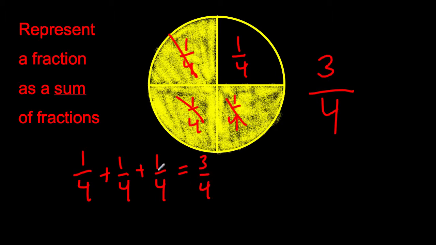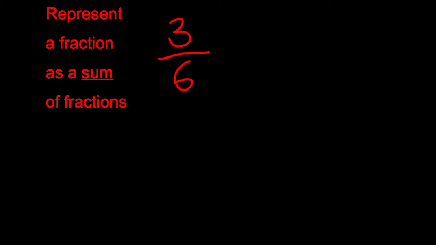Because when you're adding fractions, you keep the denominator the same, which is 4, but you're just adding the numerator, and there's 3 parts there, so it's 3/4. Okay, we're going to do another example. The fraction we're looking at is 3/6, and we're going to represent this as a sum of fractions.